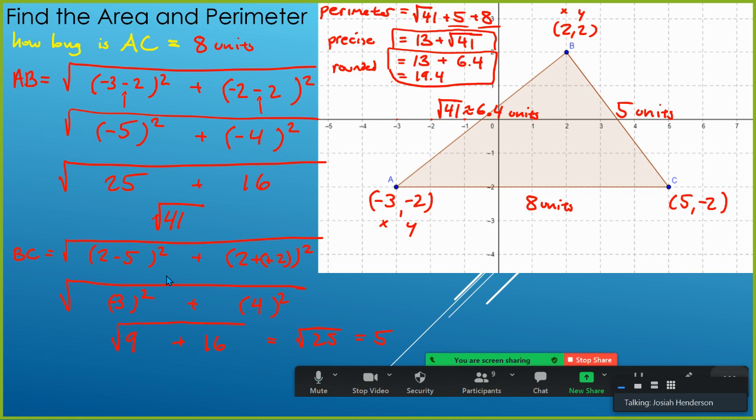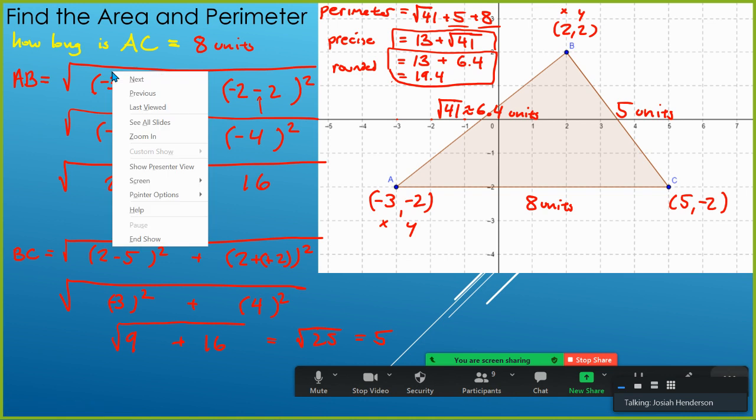Okay, now area I think will actually be pretty fast this time. Remember, the area, we need base and we need height, like the true vertical height from the base.